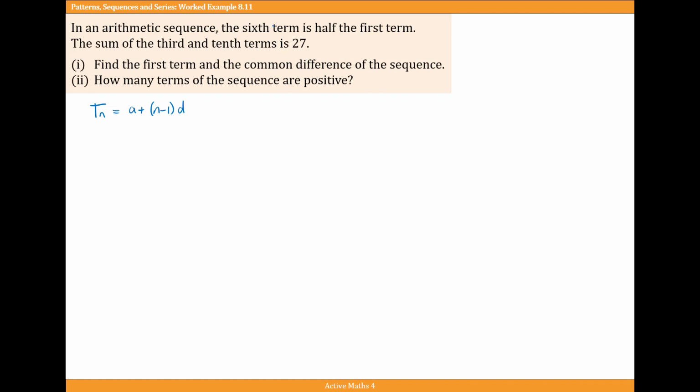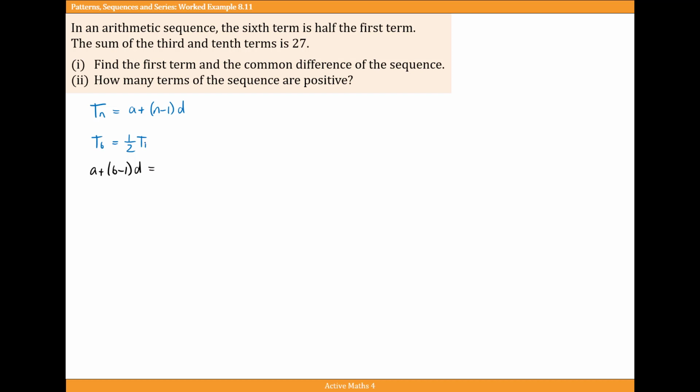And we're told that the sixth term is half the first term. So term 6 is equal to half the first term. So how could we find term 6 in terms of a and d? Well, we'll sub 6 into the general formula. So we have a plus 6 minus 1 times d. So that's term 6. And that's equal to half the first term.